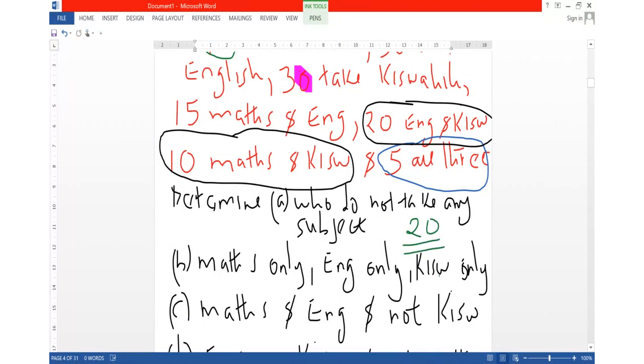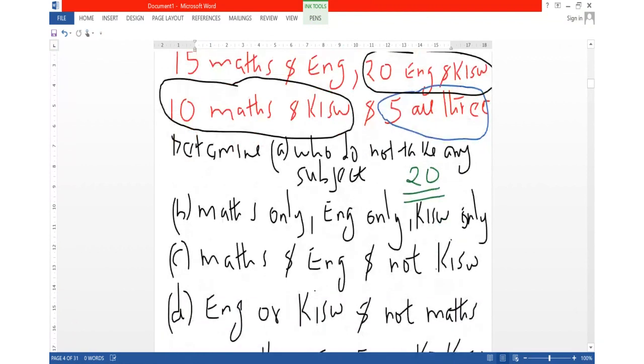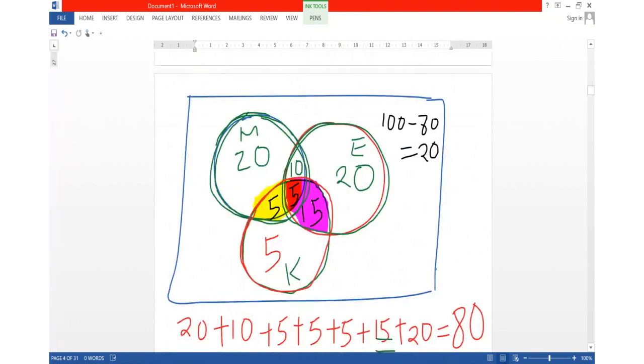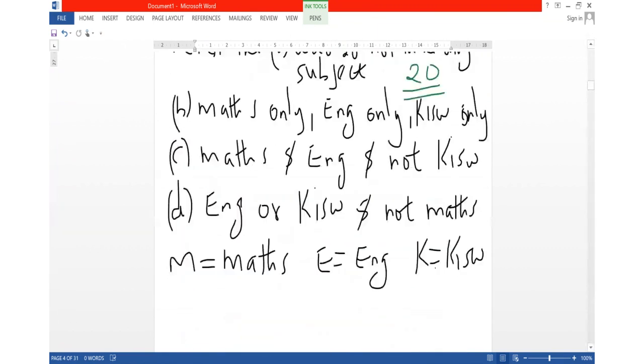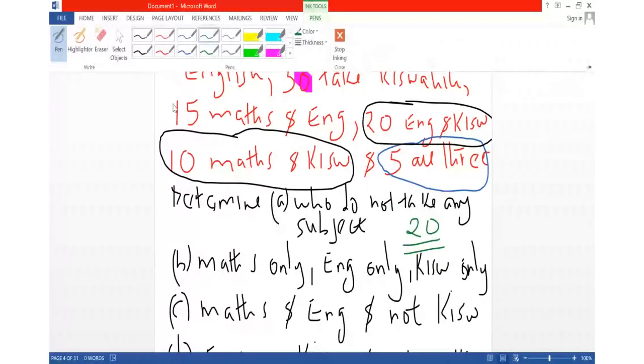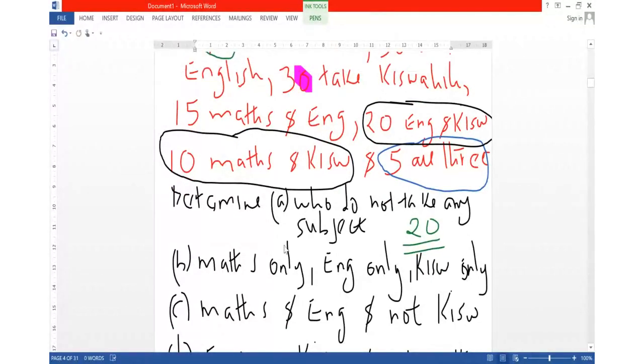Let's do the ones that are doing maths only. So maths only, go back to the Venn diagram. Maths only, English only, Kiswahili only is when we don't have any intersection. So the maths only are 20, you can easily see. The English only are 20 and the Kiswahili only are 5. So the maths, we have seen, are 20, the English are still 20, and the Kiswahili are only 5. That is the number without any intersection.